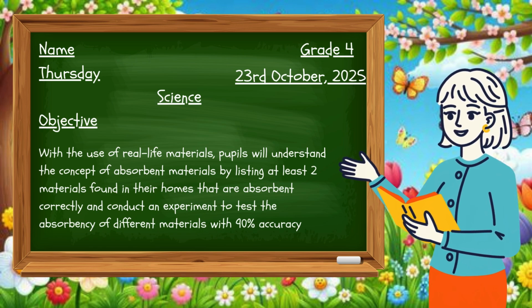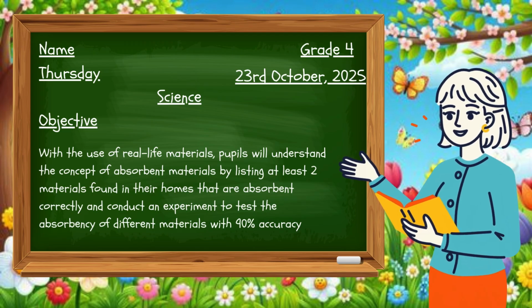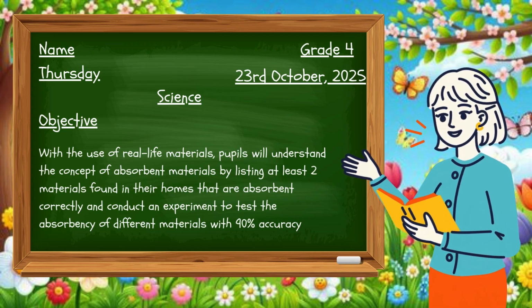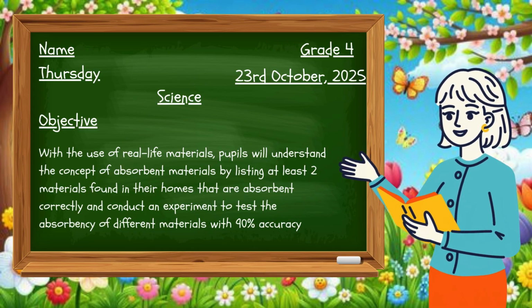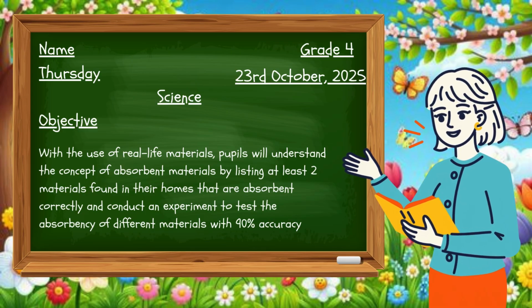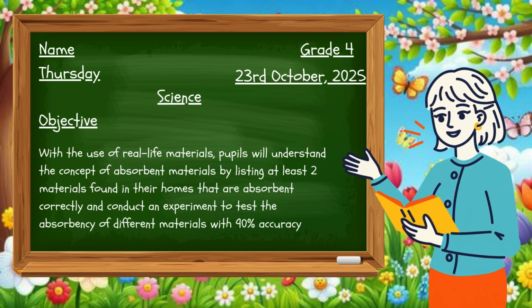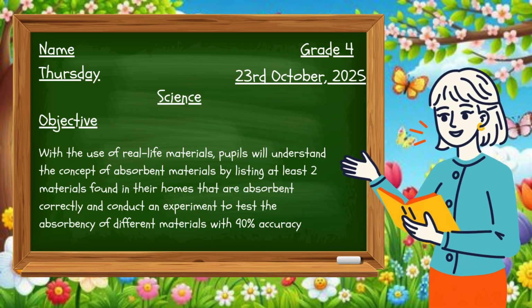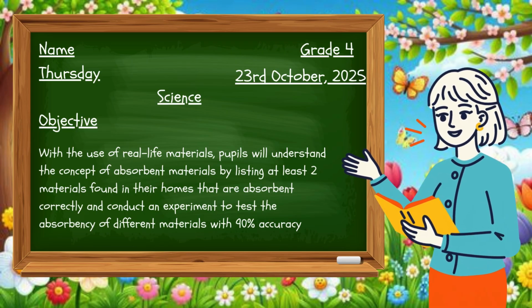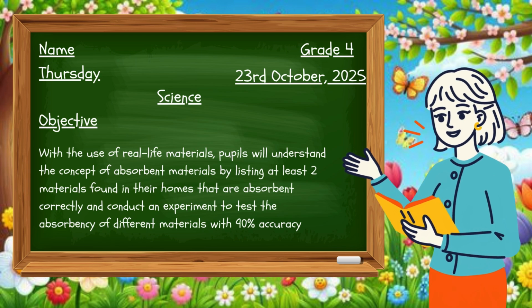The specific objective of this lesson is that, with the use of real life materials, pupils will understand the concept of absorbent materials. They will be able to list at least two materials found in their homes that are absorbent, and they will also conduct an experiment to test how well different materials absorb liquids, demonstrating at least 90% accuracy.